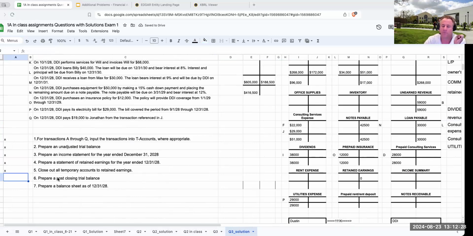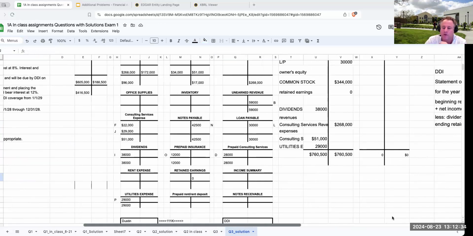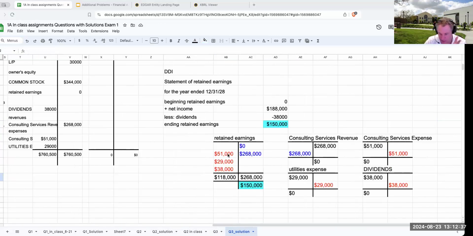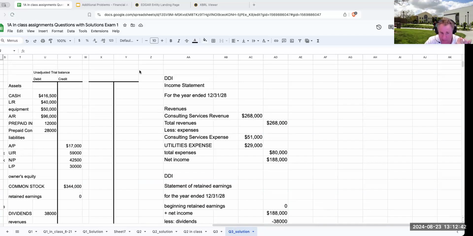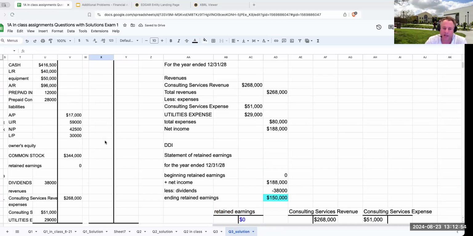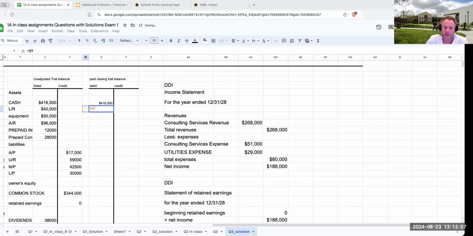So we've closed out the accounts to retained earnings. And now we're going to prepare a post-closing, not post-Malone, but a post-closing trial balance. So what does closing mean? Well, closing means exactly what we just went through and did. We closed out the accounts to retained earnings. So when we have over here the post-closing trial balance, we're going to have debit and credit. So coming over here, what's really changed? Well, the cash is going to be the same. Loans receivable, equipment, accounts receivable, prepaid insurance, prepaid consulting services are going to be the same. Accounts payable is going to be the same.